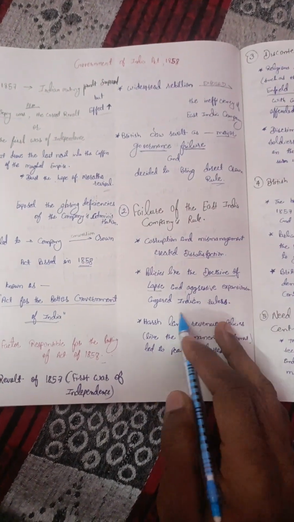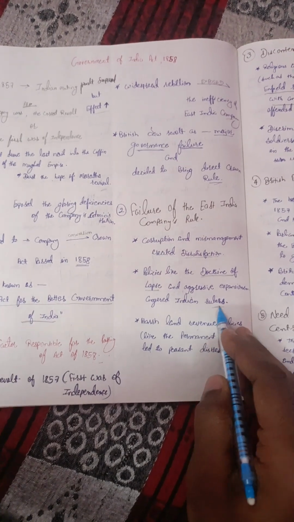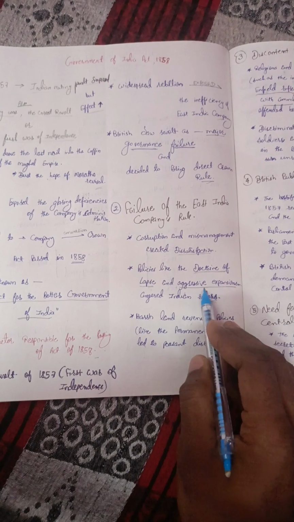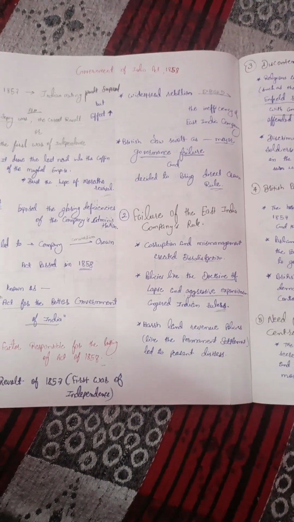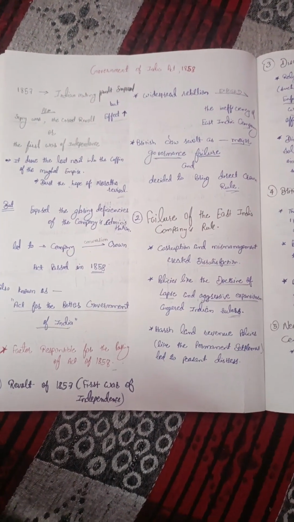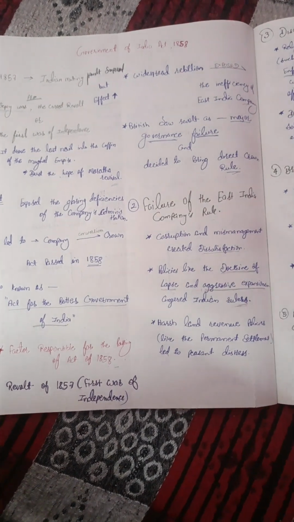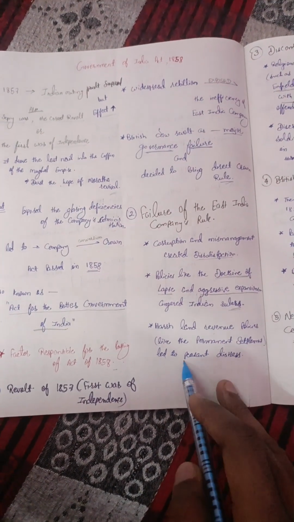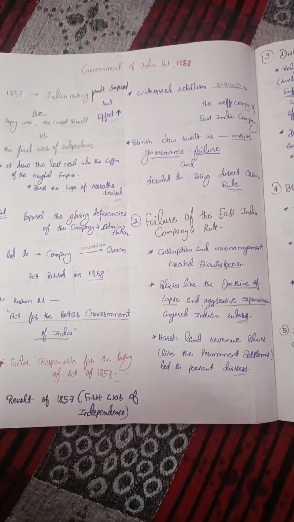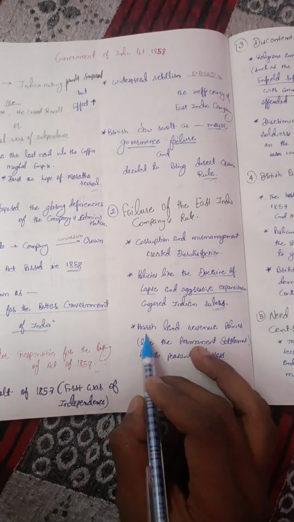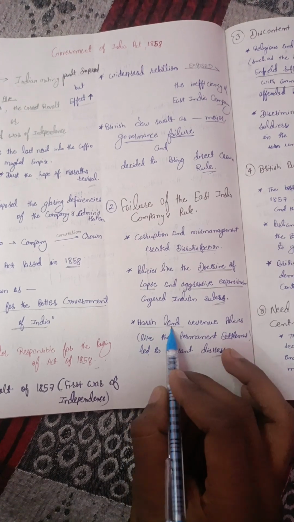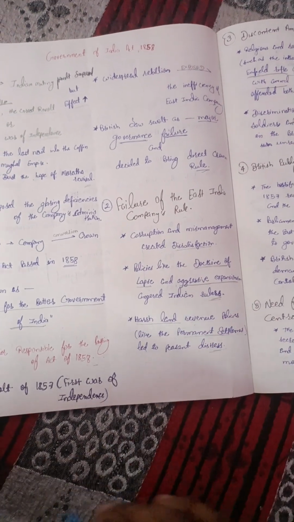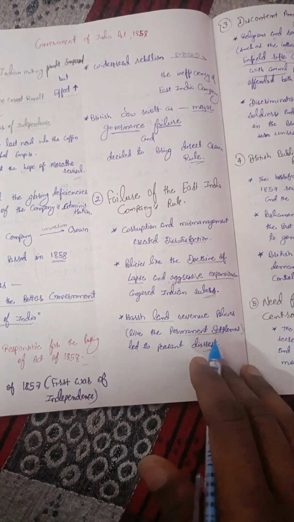Aggressive expansion also angered Indian rulers. Another cause was the aggressive expansion of territories that the British were doing. Also, harsh land revenue policies like the permanent settlement led to peasant distress. Basically, what we know as the harsh land and permanent settlements. Basically, it was that permanent settlement.